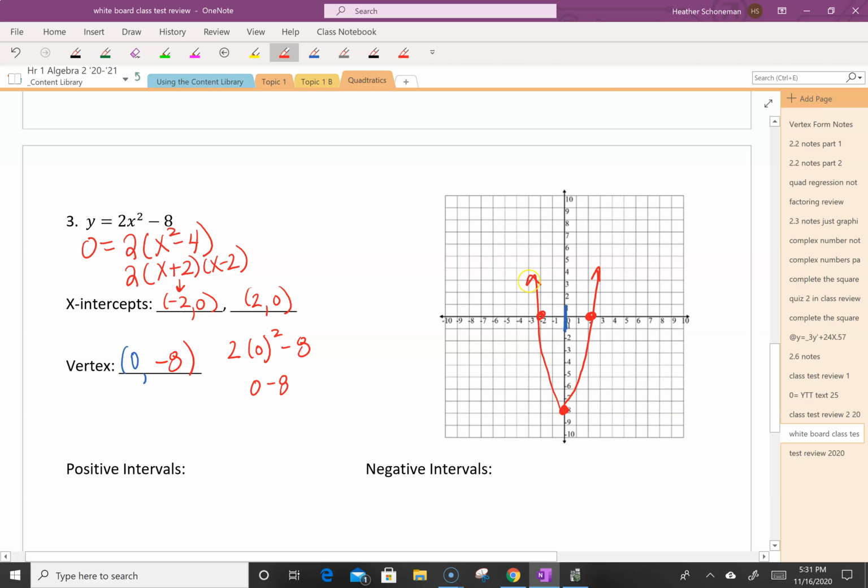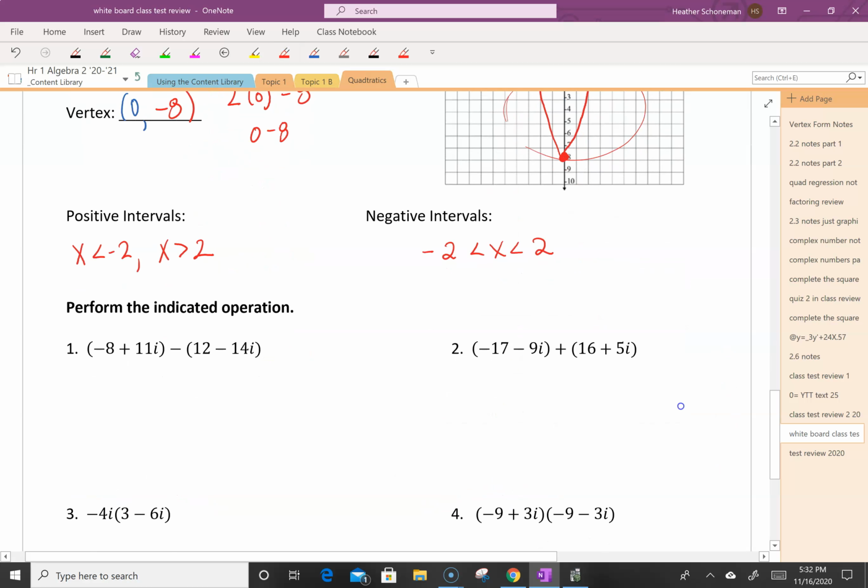For the positive intervals, there's 1, 2 positive intervals. First one starts at -2, and it goes to the left. The left is smaller, so it's less than. Left and less than both start with L. So x is less than -2, so it's got to be greater than the other one, so greater than +2. It is negative down here in between the 2 numbers, so between -2 and 2.